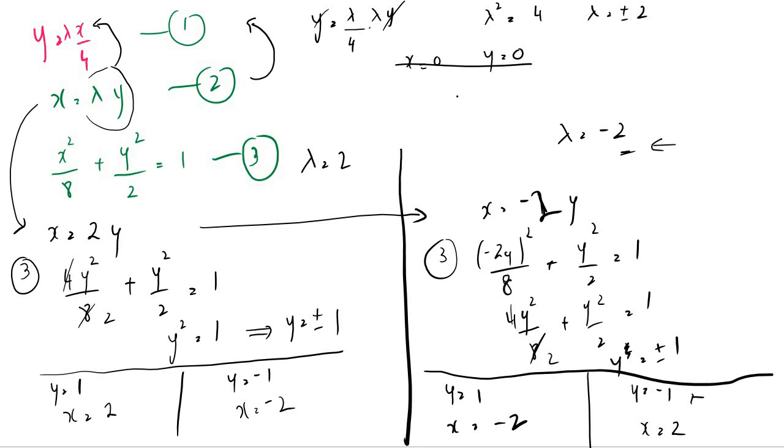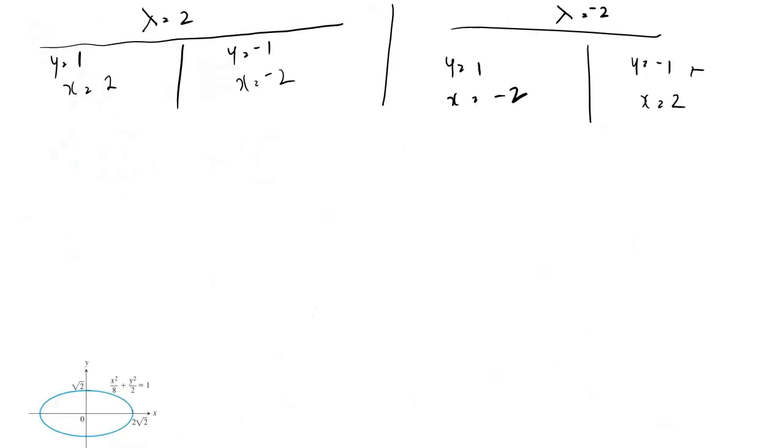So let's look at the ellipse and see where these values point to. We'll go to the next page. So we see that when lambda is equal to 2 and y is equal to 1, x is equal to 2. So the coordinates would be 2, 1. And here it would be minus 2 and minus 1. And the coordinates here would be minus 2, 1. And this would be 2, minus 1.